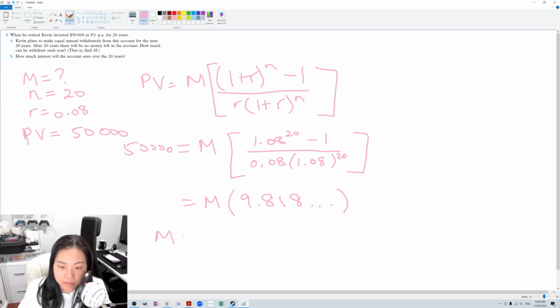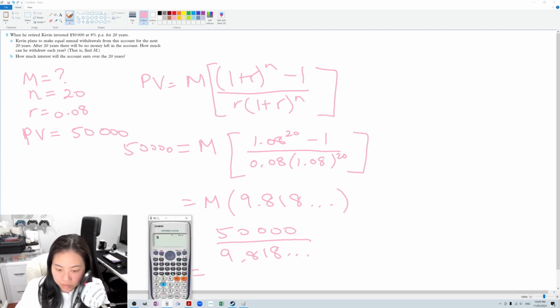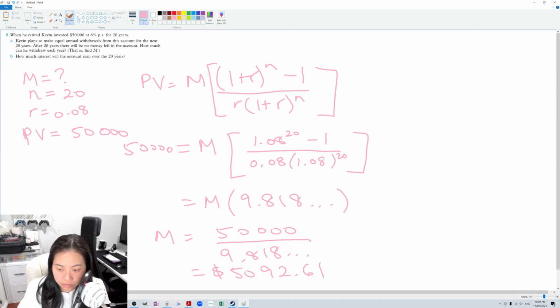Now to find M, we just do 50,000 over 9.818 dot dot dot, which equals 5092.61. Therefore, if Kevin withdraws $5,092.61 every year, his account will be zero after those 20 years.